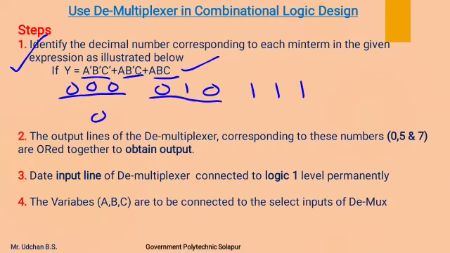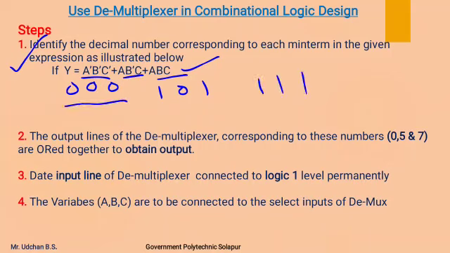Here the binary equivalent of the second term is 1 0 1. Previously I wrote 0 1 0, and the binary equivalent of the third one is 1 1 1. Now the decimal equivalent of the first is 0, of the second is 5, and of the third is 7. So we get the decimal numbers 0, 5 and 7.